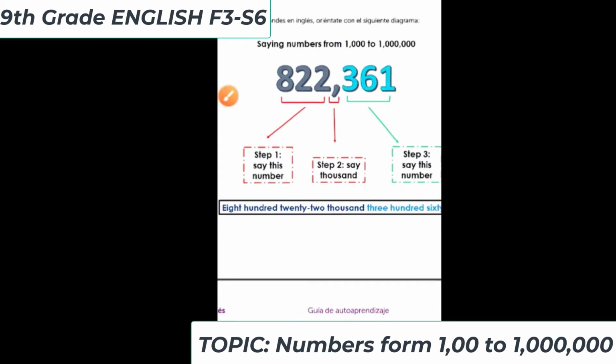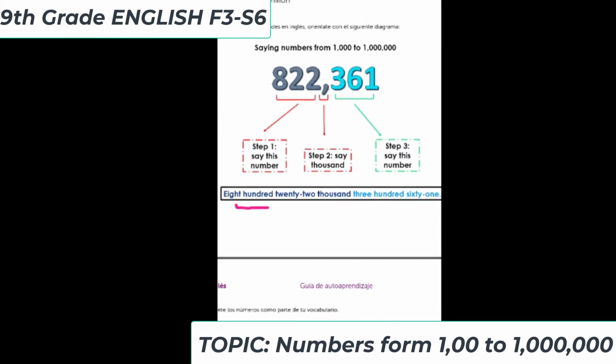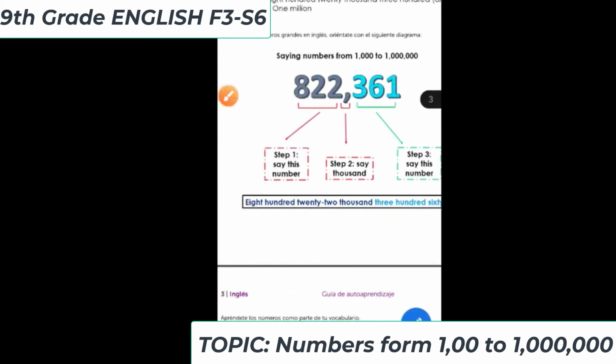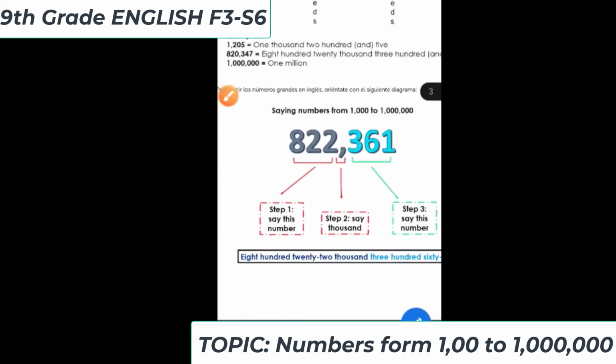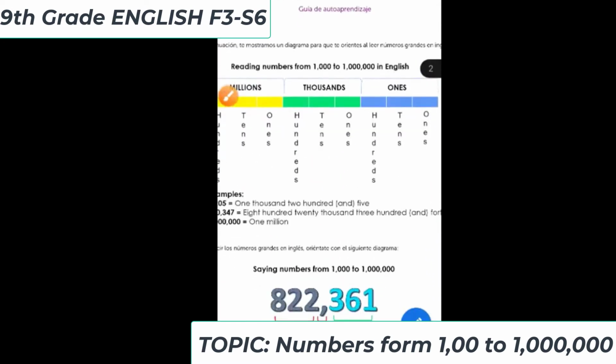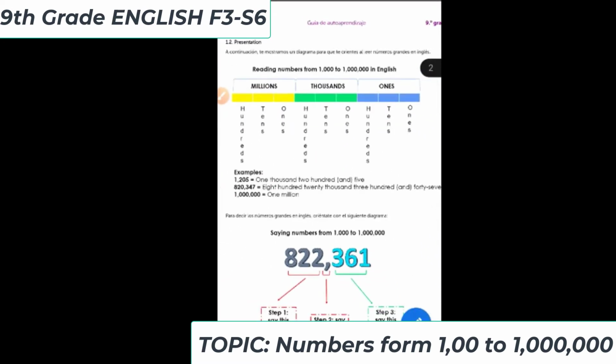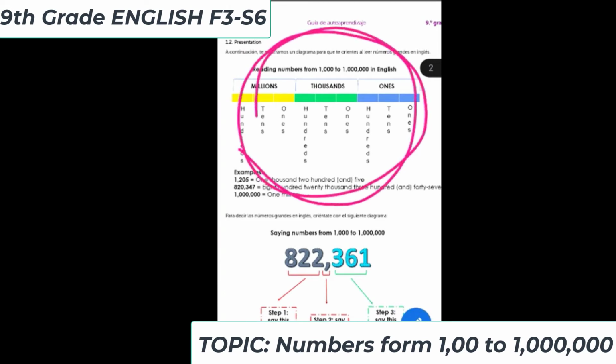822,361. Is it correct? Yes, 822,361. That's correct too, okay? Remember, one way is to translate. Una manera es traduciéndolo. Two. Another way is like this, utilizando este cuadro, okay?